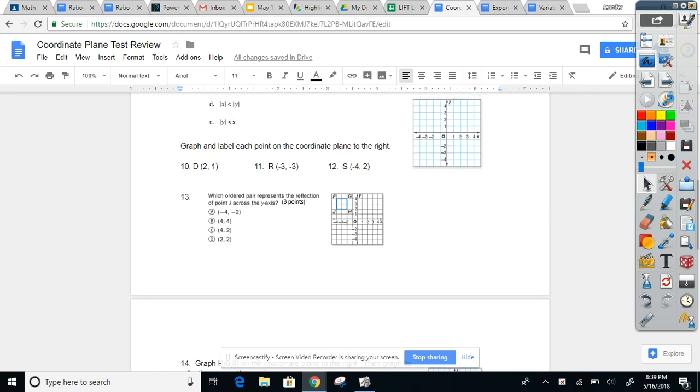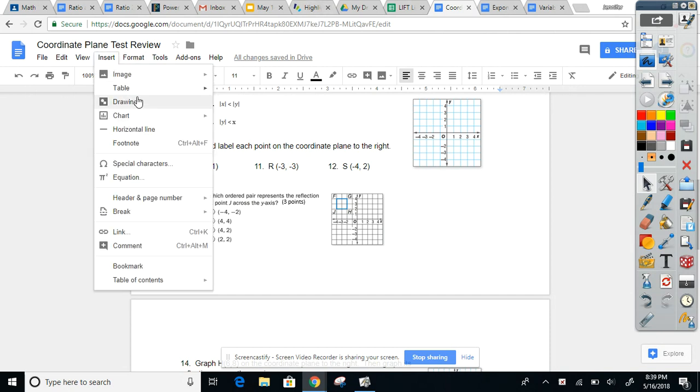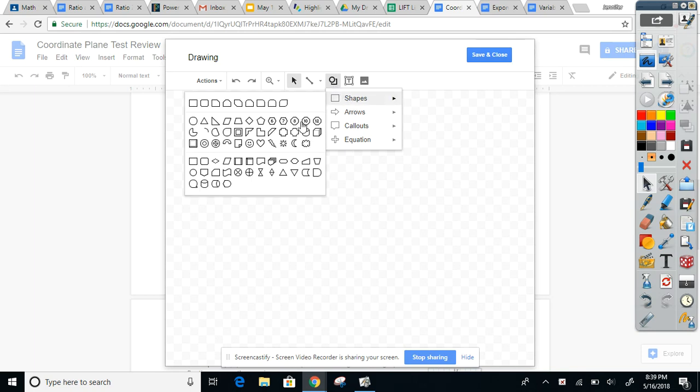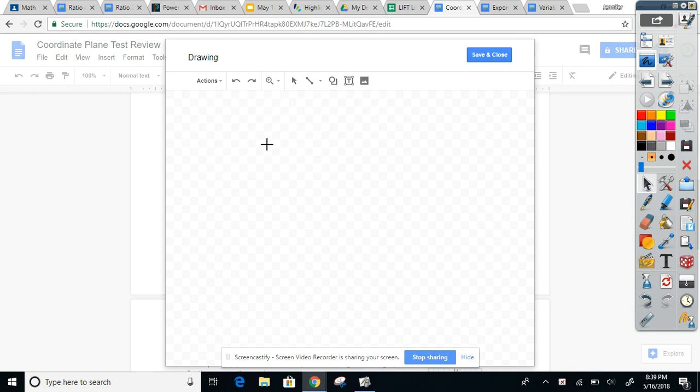Now, for number 10, it says label each point on the coordinate plane to the right. On your computer, it's hard to do. You need to go over here to the insert option, insert, and you can do drawing. And then you can make a circle if it'll load. I do shape, and I can do a circle. You can draw a circle and save and close.